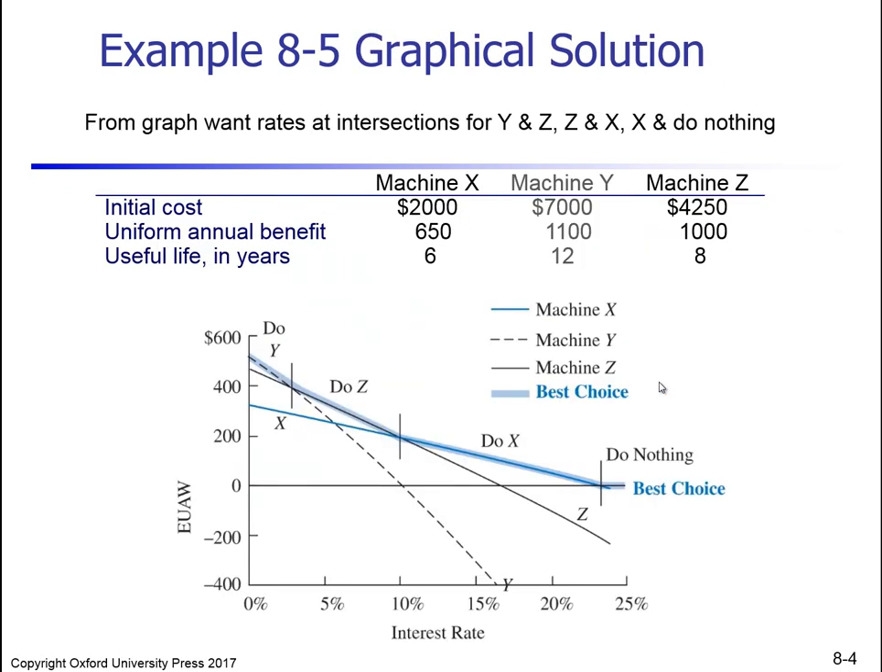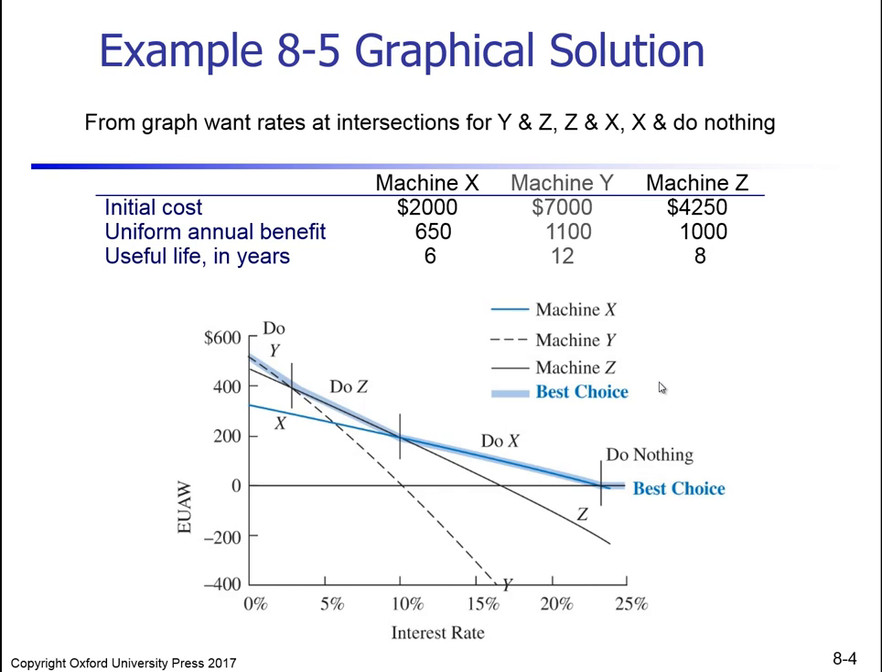Going on to example 8-5, we have another graphical solution. Here we're choosing between 3 different machine alternatives. They each have different initial costs, and they each have different uniform annual benefits and different useful lives. So we're going to do a very similar analysis here, but now one thing we need to be conscious of is it may perhaps not be a good choice to pick any of these 3.